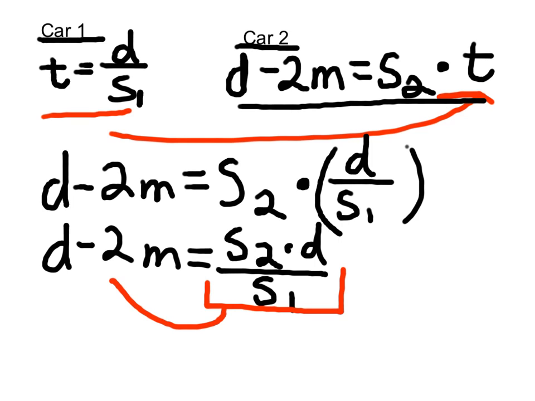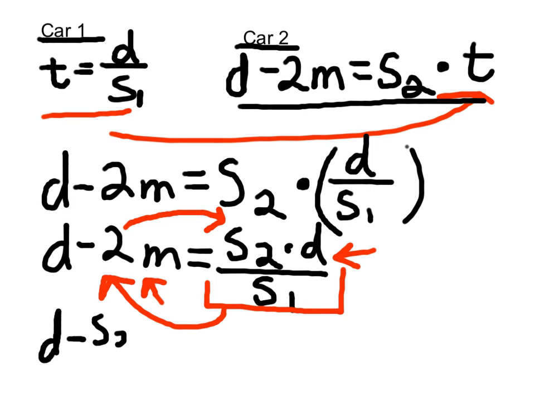So I'm going to bring this term over here, and at the same time I'm going to take the 2m and move it to the other side of the equation. So I'm going to subtract this term, S2 times d over S1, and I'm going to add this term, 2m. And so, when I do that, my equation should look like this. D minus S2 times d over S1 equals 2m.